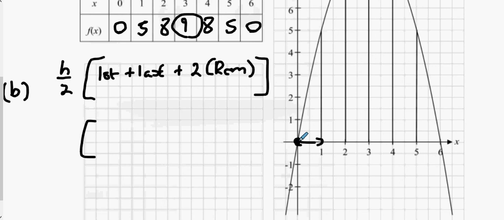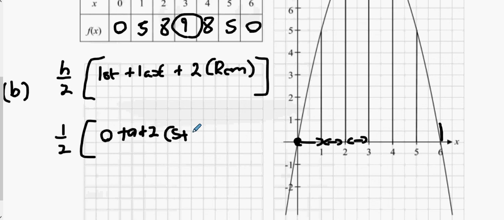0, see? No height. Not like a distance between them. 0, no, sorry, H is 1. As in the distance between consecutive points is 1. But the first height is 0. The width is 1, but the first height is 0. What's the last height? 0 as well. 2 times the remainder.